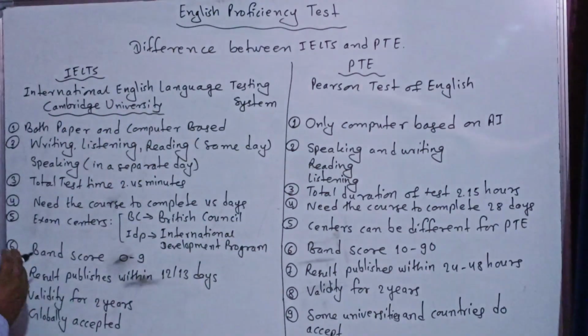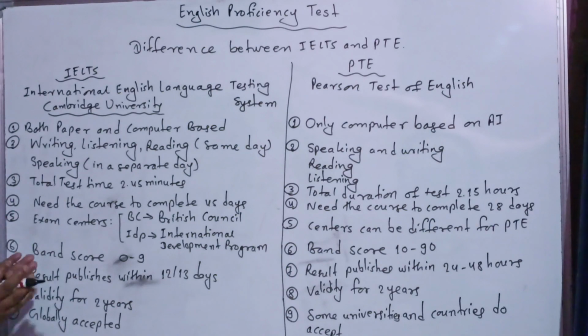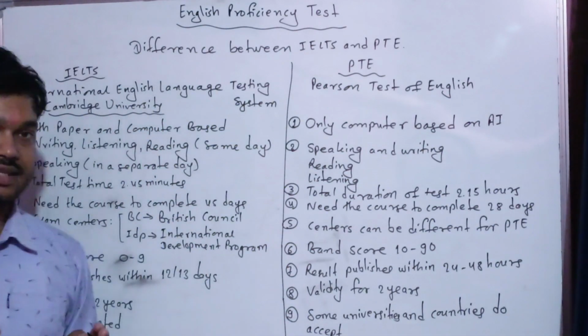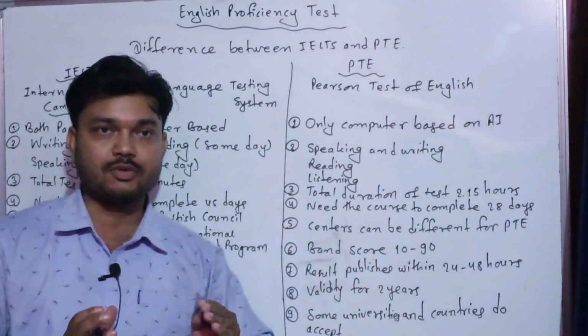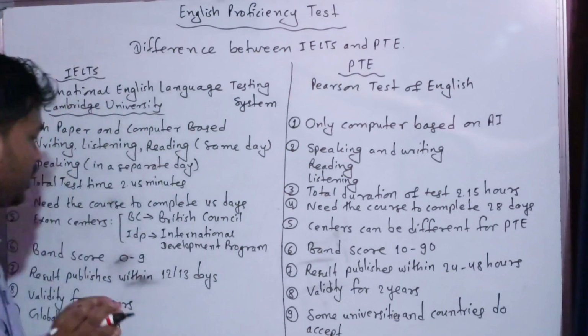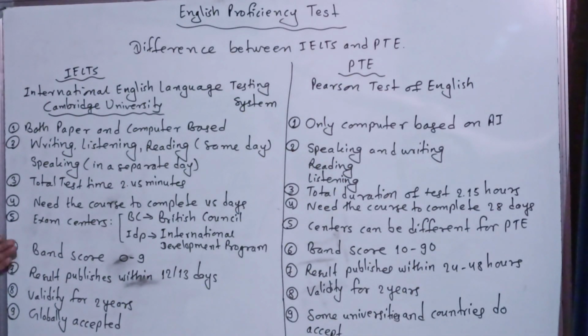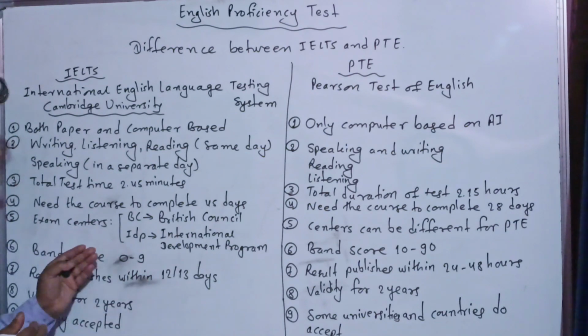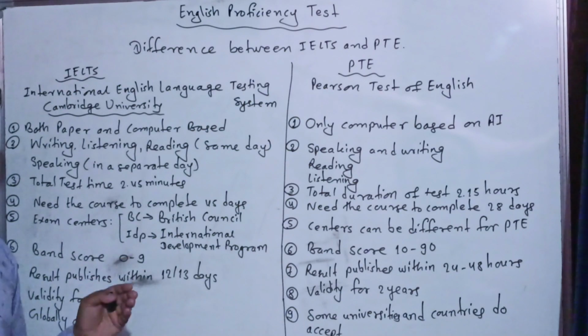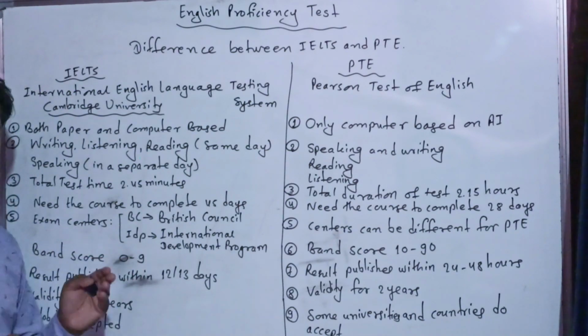Now, for how long you should go for IELTS classes, you should understand it's 45 days, and for PTE, it's 28 days. Classes should run and you should attend every day. Similarly, exam centers for IELTS are BC, British Council, and IDP, International Development Program. BC's head office is in London and IDP is from Australia.